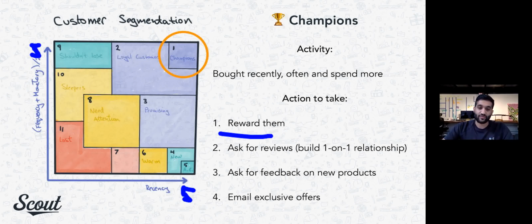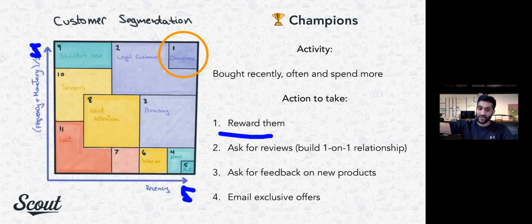Another action that would be highly preferred is building that one-on-one relationship, right? Most of your customers aren't going to be champions. If you have 100 customers, you might only have 3, 4, 5 champions out of 100 customers. Again, these are very, very high spenders. And so there's no reason why you shouldn't have a one-on-one relationship with these customers. Even if you have 10,000 customers in total, you're not too big to develop one-on-one relationships with your best customers.